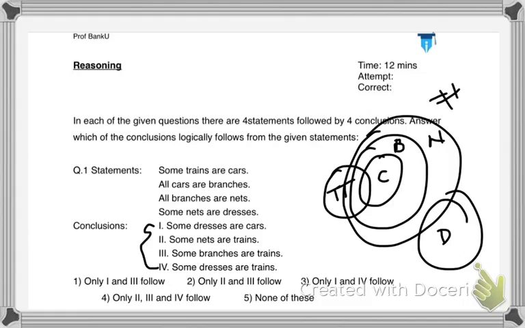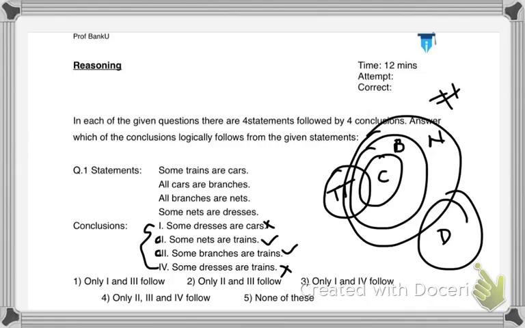Okay, so the first conclusion says that some dresses are cars. Now some dresses are cars is wrong in our diagram, so it can't be a conclusion. Now some nets are trains. Well, it is true, and we leave it for consideration. Now some branches are trains, again this is true and we leave it for consideration. Some dresses are trains, now this is false, so it can't be a conclusion. Okay, so first and fourth can't be conclusions because they are false in this diagram.